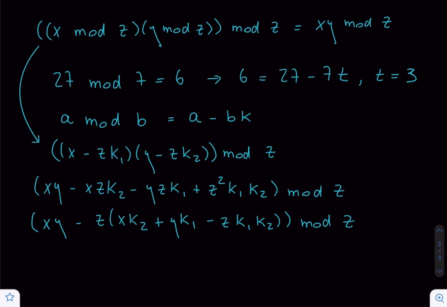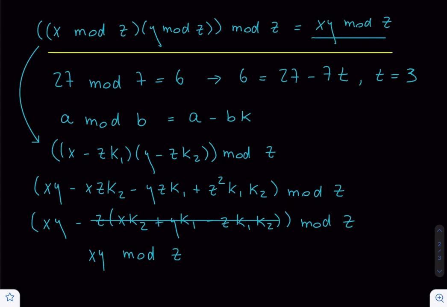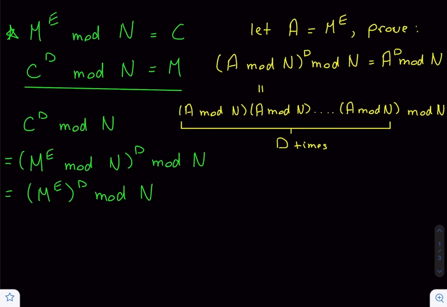Now we can eliminate multiples of z when we take mod z. So that's going to eliminate this entire expression because it's z times a quantity. So we're left with xy mod z, which is precisely what we needed to show equivalency to up here. So now using this property, we can go back up to our original proof and apply it here.